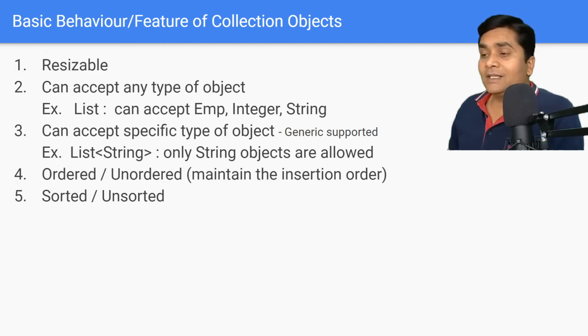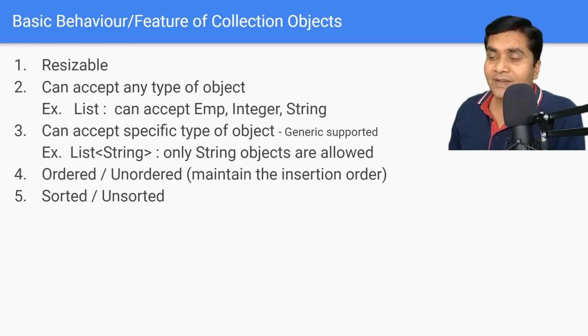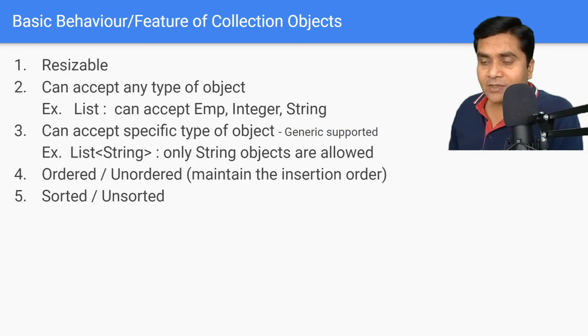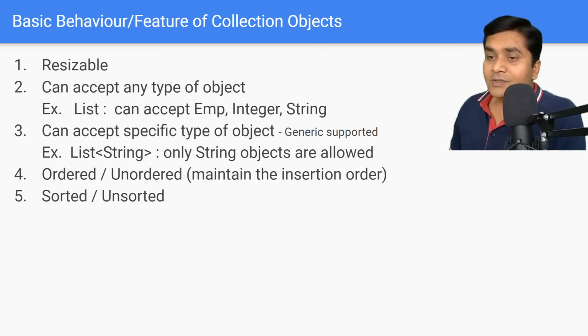Sorted means the objects will be automatically sorted in the natural order by the collection object. For example, when it is a TreeSet, the TreeSet will automatically sort the data as per the natural order. In case of numerics, it is 1, 2, 3, 4, 5. In case of alphabets, it is A, B, C. These are the natural sequences, natural orders. So the collection can have the data either sorted or unsorted.